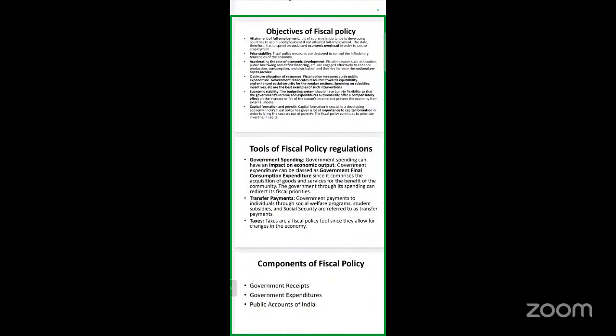The objectives of fiscal policy are attainment of the full employment, price stability, accelerating the rate of economic development, optimum allocation of resources, economic stability, and capital formation for growth. So the objectives of the fiscal policy are those. First one is attainment of full employment.